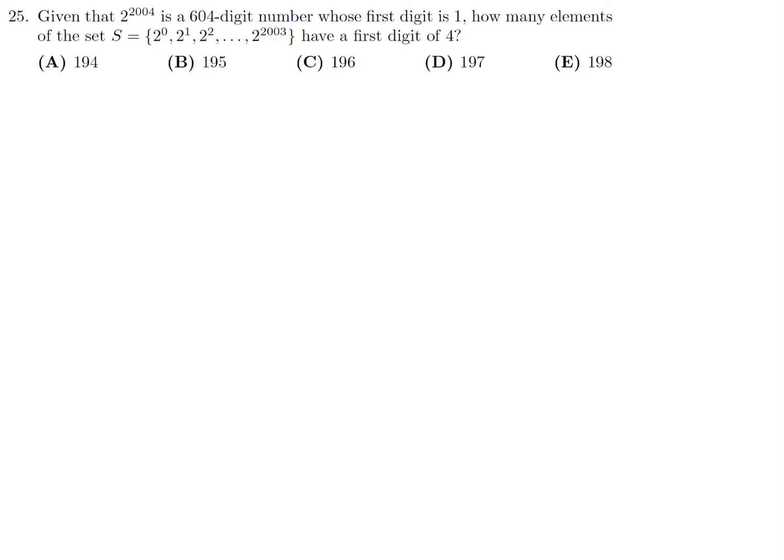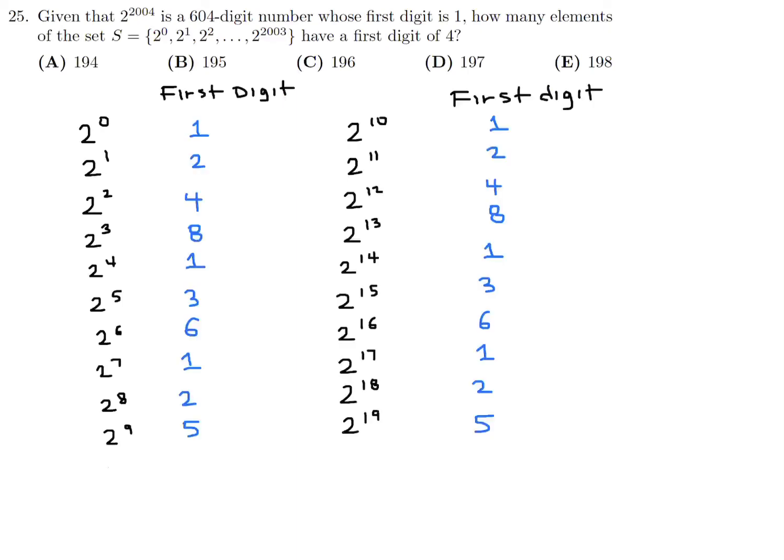So what I'm going to do is make a list and see if there's any kind of pattern. I've got 2 to the power of 0, 2 to the power of 1, 2 to the power of 2, and so on. And for each, I will write the first digit. So here is the list. I've written out till 2 to the power of 19. And you'll see a little bit of a pattern here. 1, 2, 4, 8, and then 1, 3, 6, and then 1, 2, 5, and then 1, 2, 4, 8, 1, 3, 6, and then 1, 2, 5.